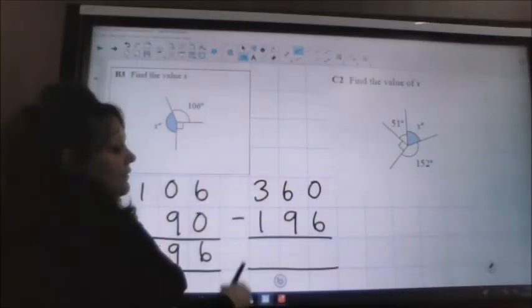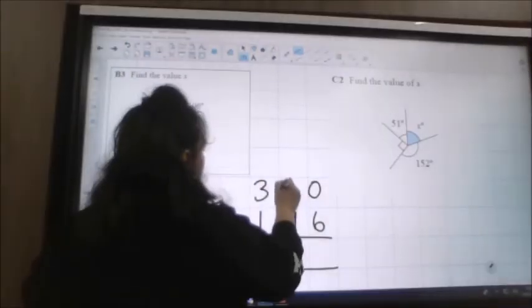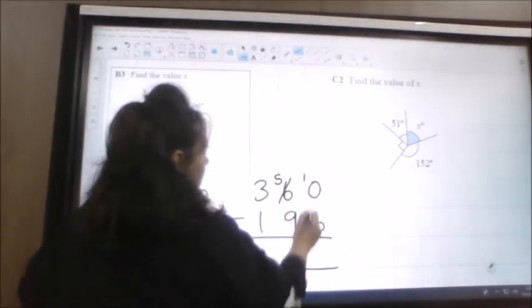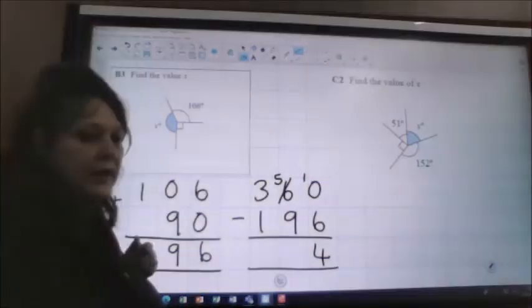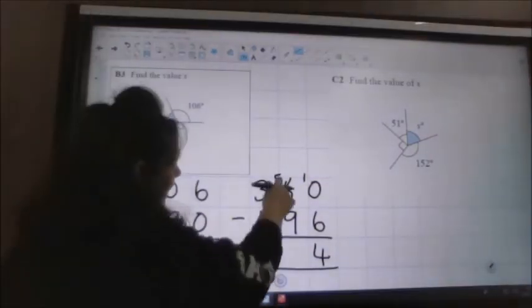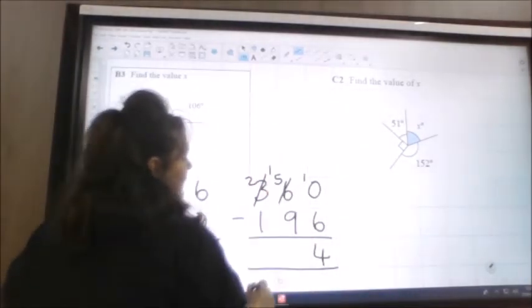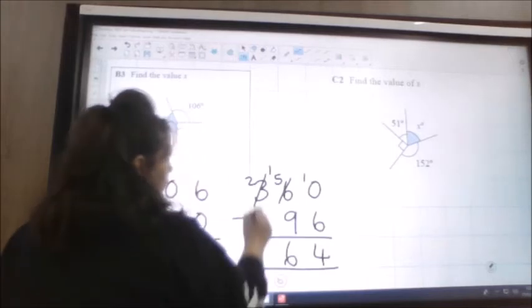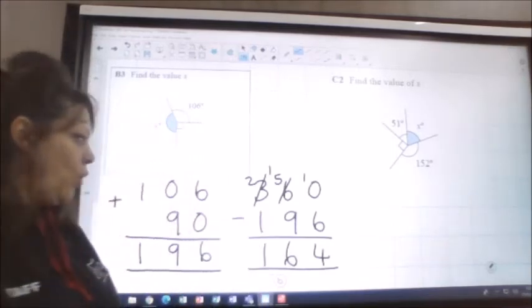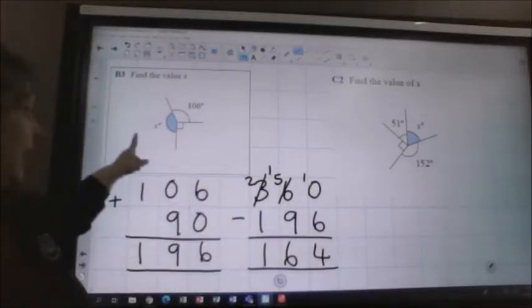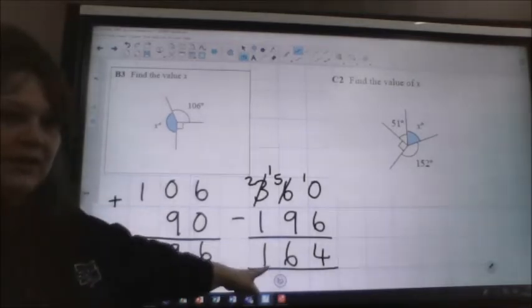0 take away 6, can't do. So we're going to knock next door. 10 take away 6 is 4. Okay. 5 take away 9, can't do. So we knock next door. 15 take away 9 is 6. 2 take away 1 is 1. And so X is 164.